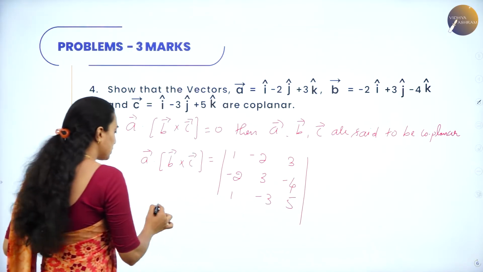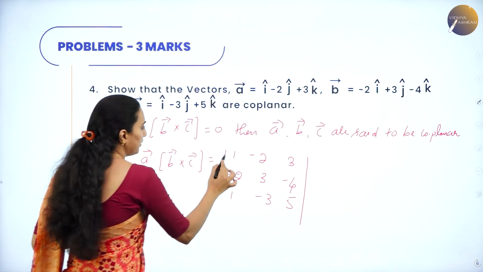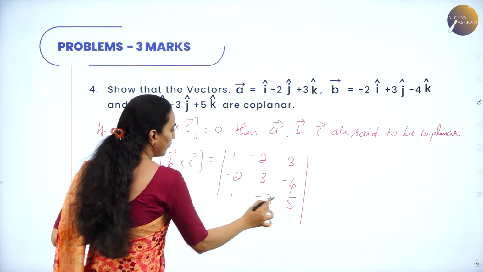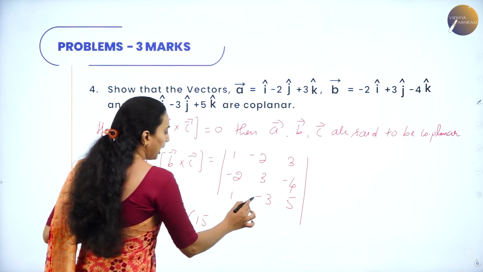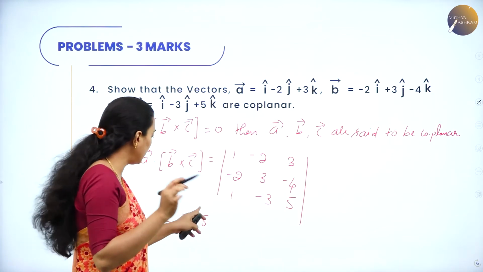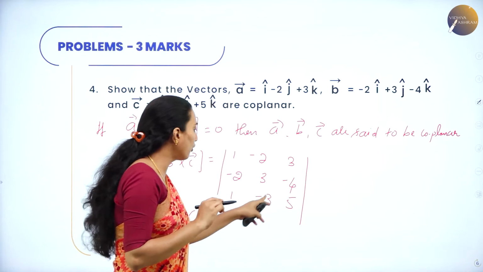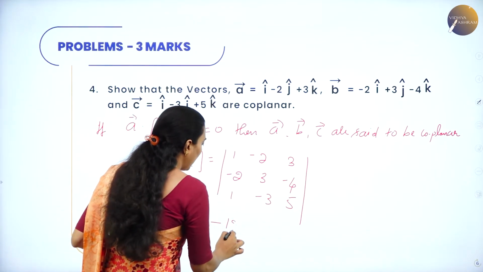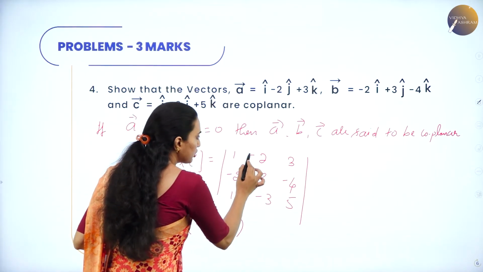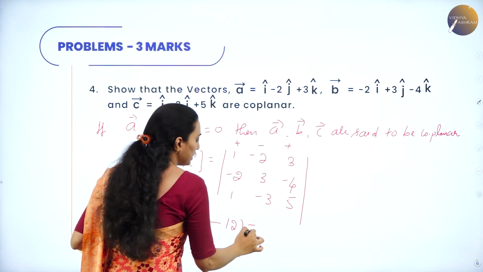Now expanding this one, you are going to get 1 into, leaving the first row and first column, 3 5s are 15. Minus of, here minus 3 into minus 4 is plus only, but here a minus sign is there. Plus into minus is minus. So 4 3s are 12. Next, minus of minus, because here it is plus, minus and then plus. Minus of minus is plus 2.